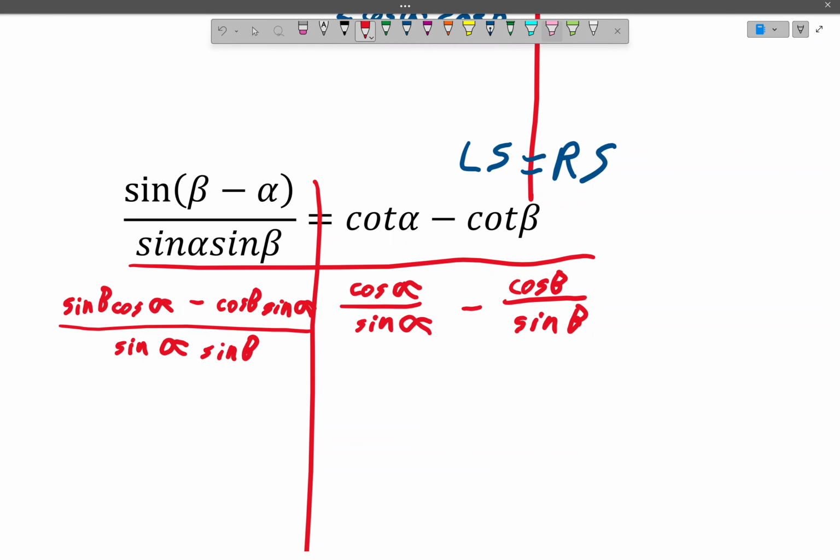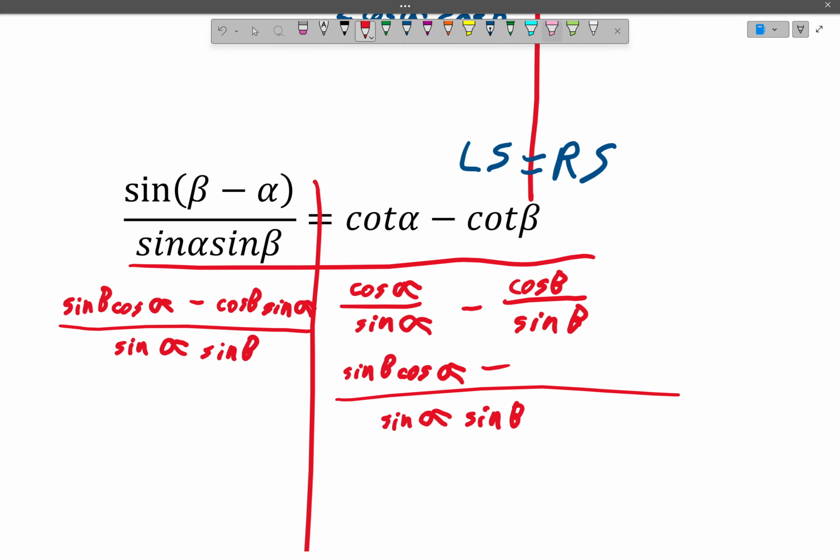Okay, so it's looking a little better, but now the one on the left doesn't have two different fractions. The one on the right has two different fractions. So what we're going to do is get common denominators for the one on the right. So on this one here, we're going to multiply top and bottom by sine beta. So it's going to be sine beta cos alpha. Okay, so we're multiplying top and bottom, so it's going to be sine alpha sine beta. And because we're getting common denominators, we're going to do the same thing on the other one, and it can be over the same denominator.